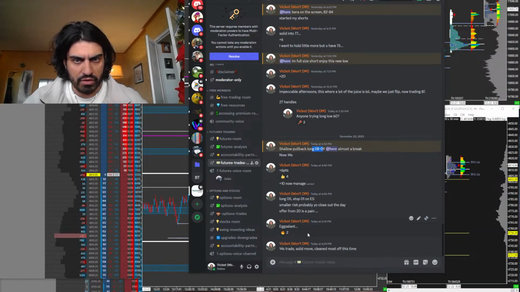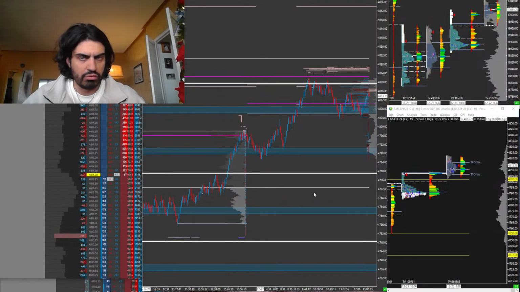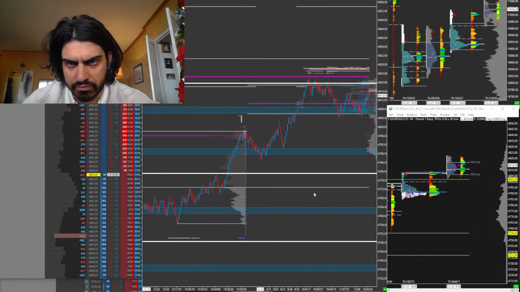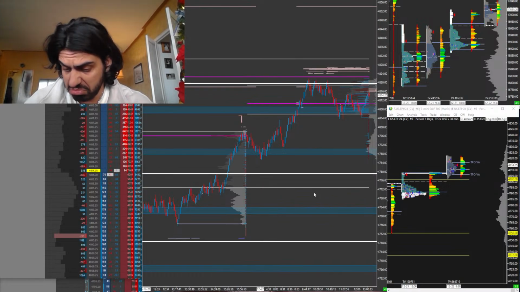Long the 08's pretty much off the open. Long the 05 with a stop at 01. I'm still holding some. Two trades, two longs. Good for about... first one, maybe like 15 handles or so. Second one, about 10-ish.